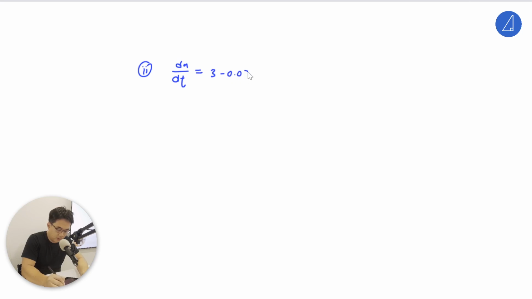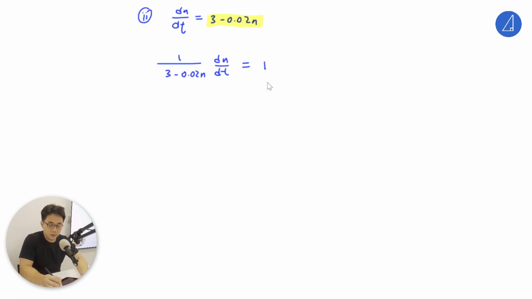So 3 minus 0.02N, this guy in itself is one entity. Divide by 3 minus 0.02N, dN/dt goes to 1. So this dt here, you just multiply to the other side. So this is the integral of 1/(3 - 0.02N) dN equals the integral of 1 dt. Just remember this dt can be multiplied over to the other side. Okay, so that's the case there.